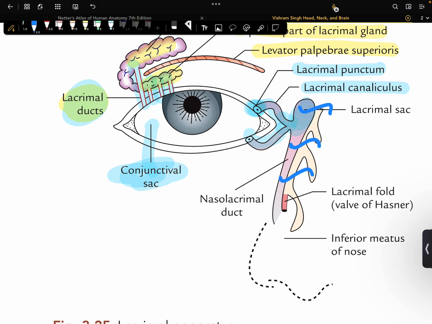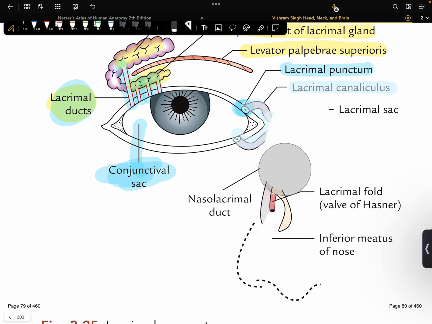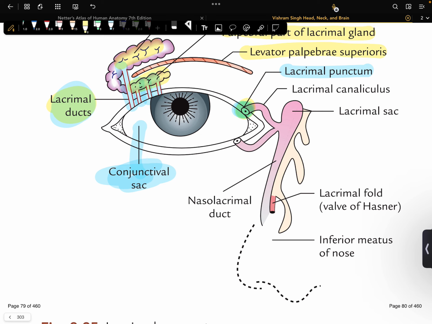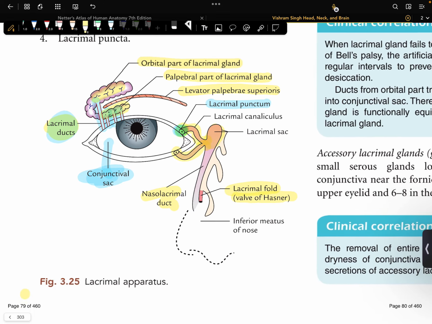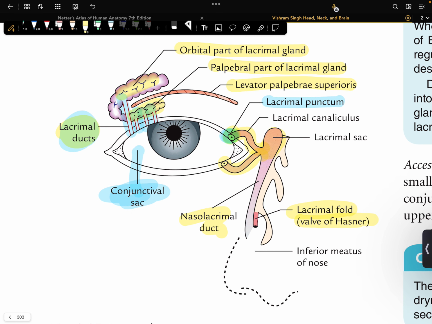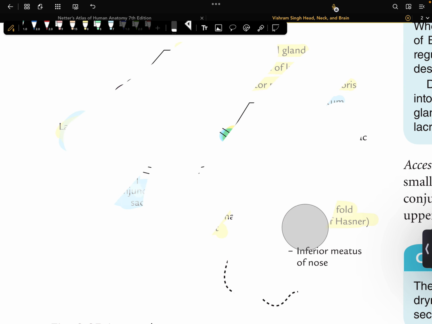The neck opens into the nasolacrimal duct. I hope that it is clear for you. This is the lacrimal punctum, this is the lacrimal canaliculus, this is the lacrimal sac, and this is the nasolacrimal duct, and here we can see the lacrimal fold, the valve of Hasner. I will be explaining about that. This is the basic picture that you have to know, and I will be explaining each of the things very well.